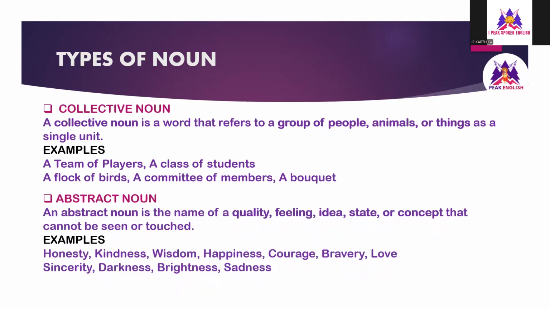For a feeling, for example, happiness. Happiness is a feeling. So the word happiness is an abstract noun. Honesty, abstract noun. Kindness, abstract noun. Bravery, abstract noun. Love, abstract noun. Wisdom, abstract noun. Sincerity, abstract noun. Darkness, brightness, sadness. So feelings, ideas, states, qualities, concepts, we give names for those things. They are called abstract nouns.